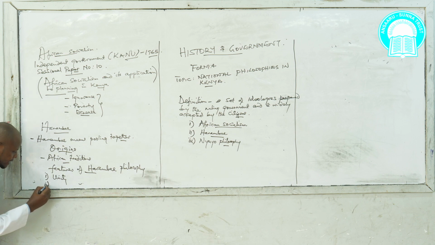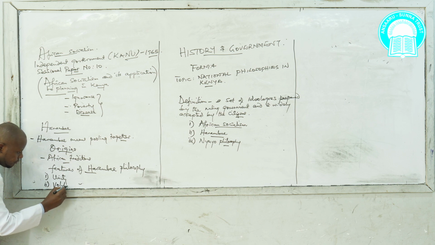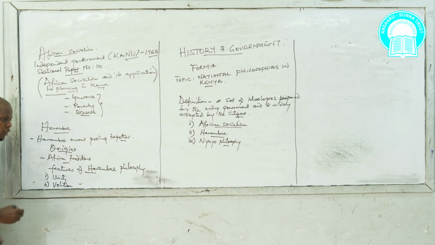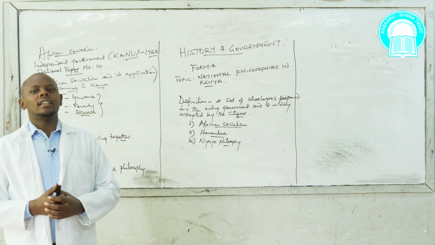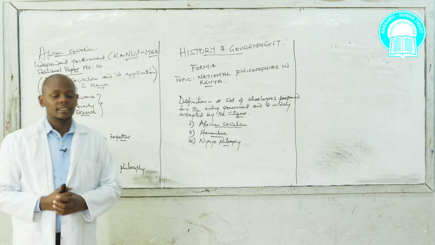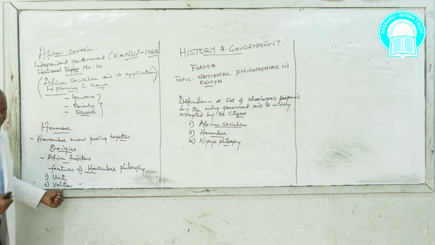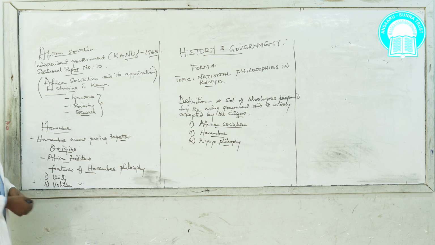Another feature is volition. Volition means they were expected to volunteer. They were not expected to ask for payment to contribute their efforts and their resources. So, volition.